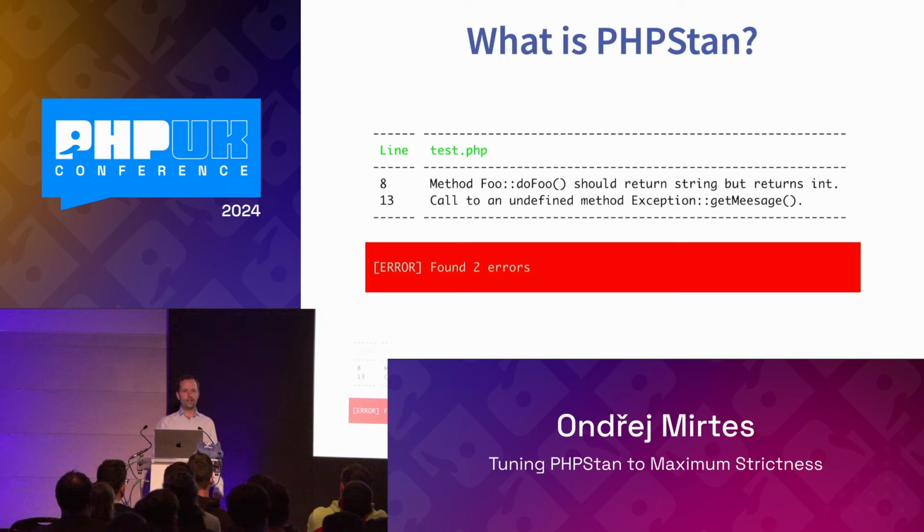So I created PHPStan, a static analyzer, which looks into your source code, gathers data, makes use of native type hints, of PHP docs, tries to understand your code, and looks for errors. And some situations are really easy to spot, and others are much trickier.